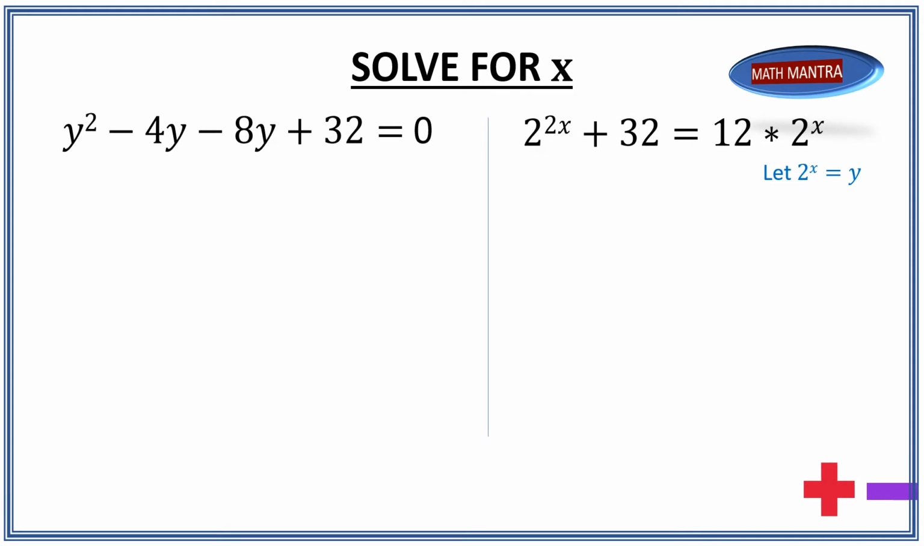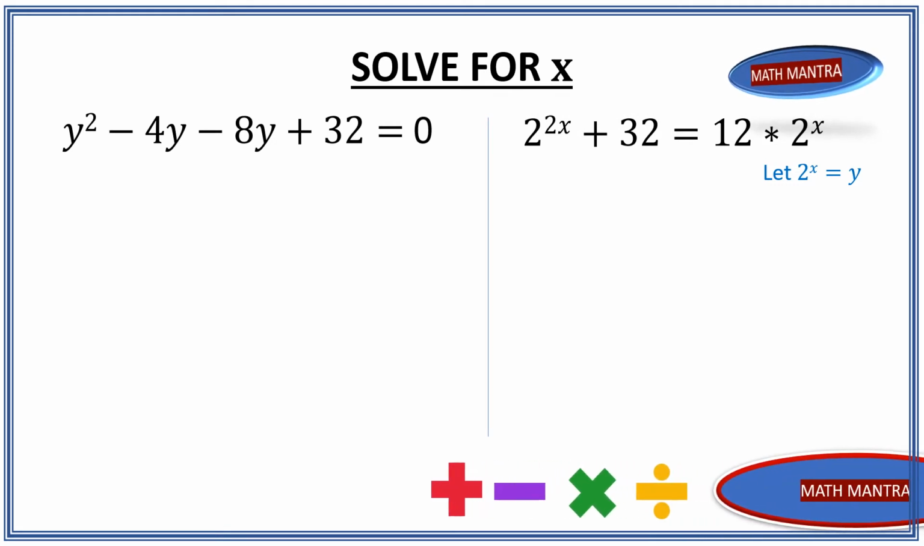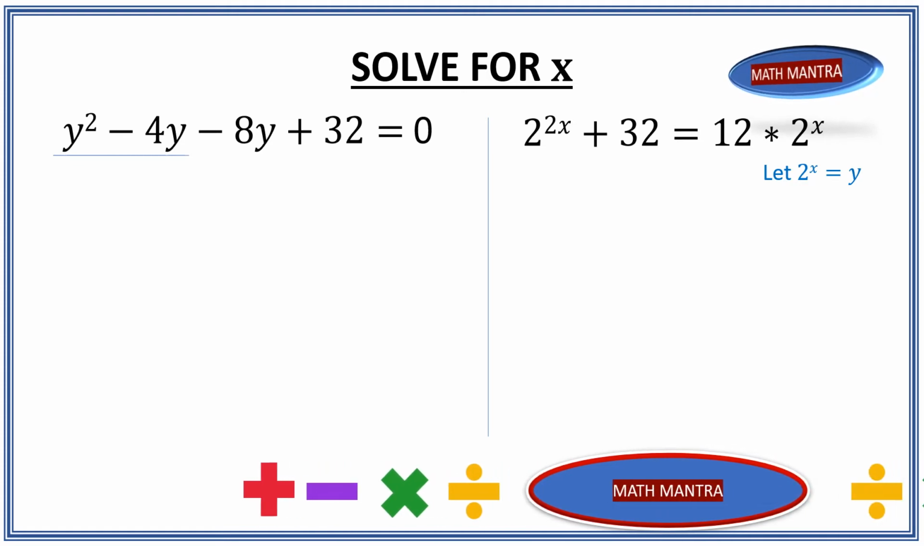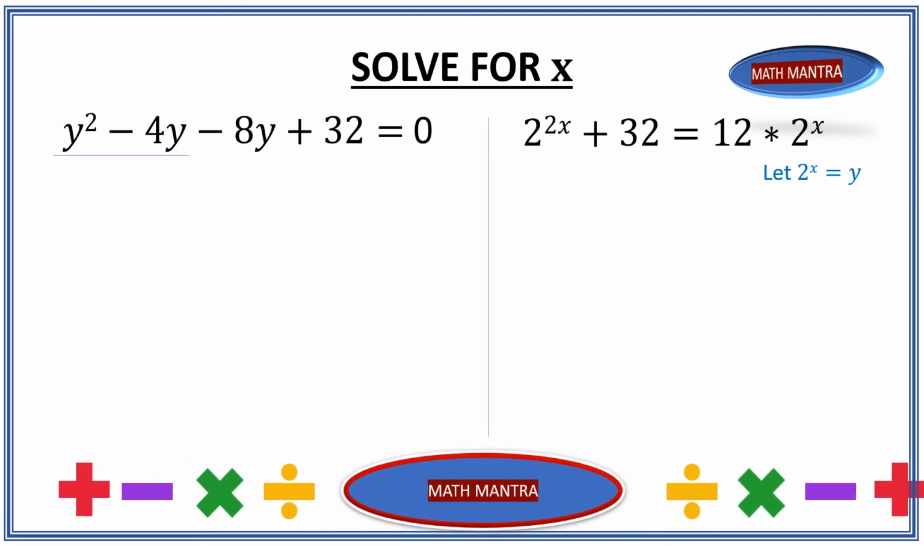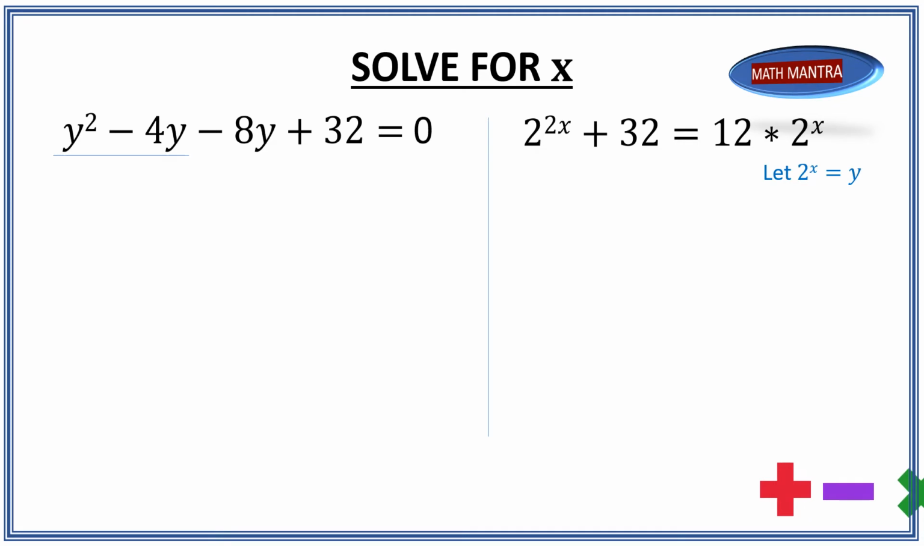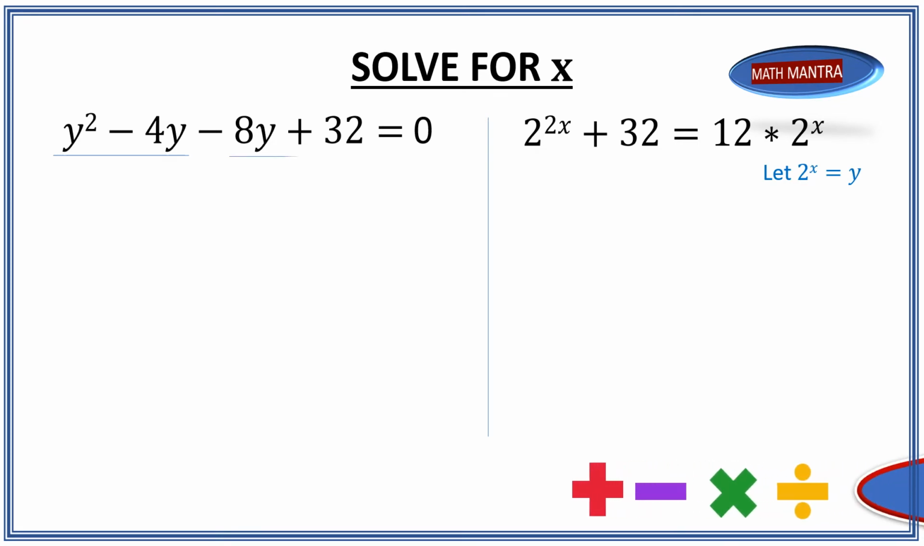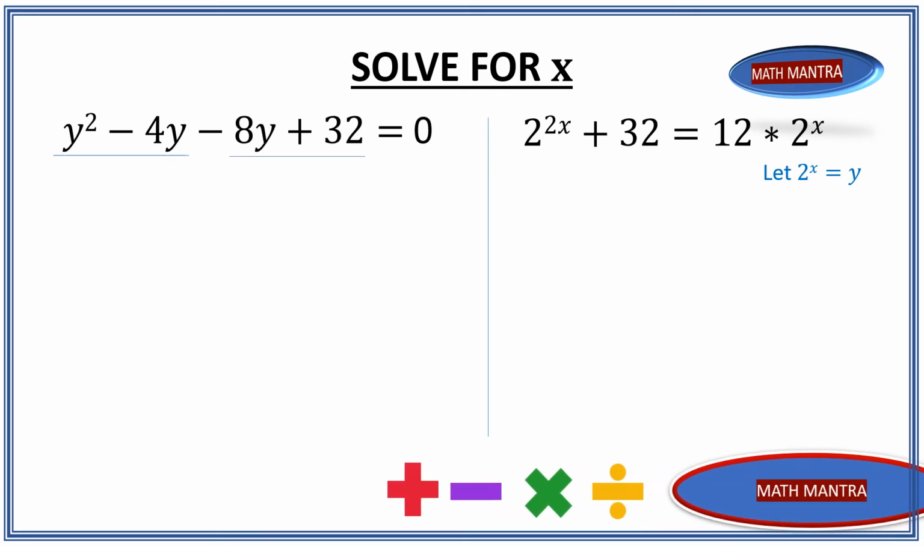So now let's look at the first two terms, y square minus 4y. We can take y common out in that expression, right? And let's look at the other two terms, negative 8y plus 32. We can take negative 8 common out because 32 is a multiple of 8, right?